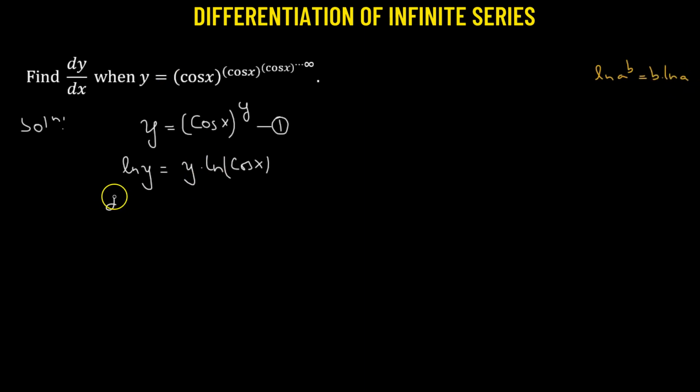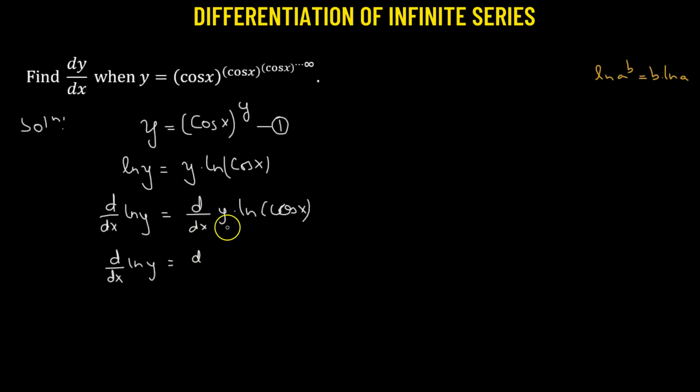Now we'll take the derivative on both sides with respect to x. So we have the derivative with respect to x of log of y equals the derivative with respect to x of y times log of cosine x. Here we can use the product rule since we have a product of two functions, y and log of cosine of x. So we have the derivative of y with respect to x, multiplied by log of cosine of x, plus y multiplied by the derivative with respect to x of log of cosine of x.